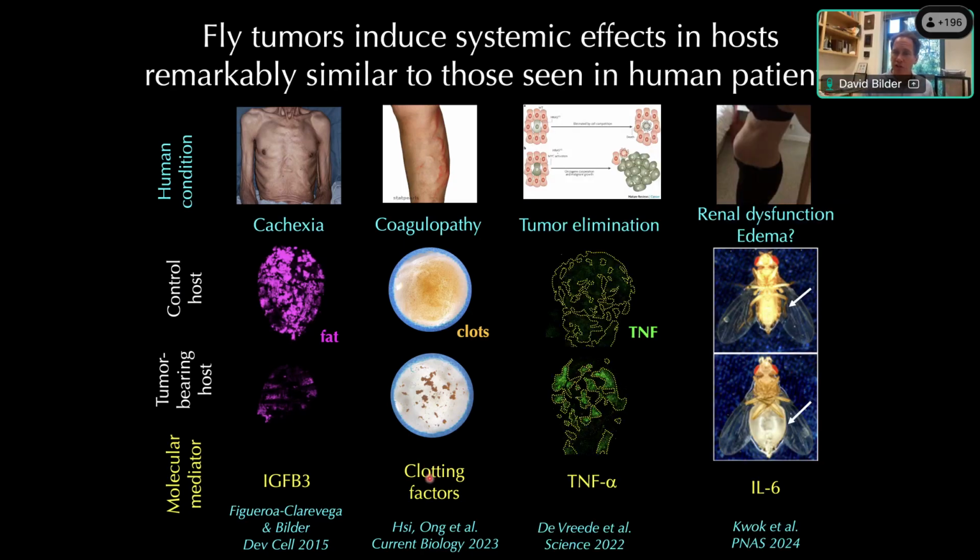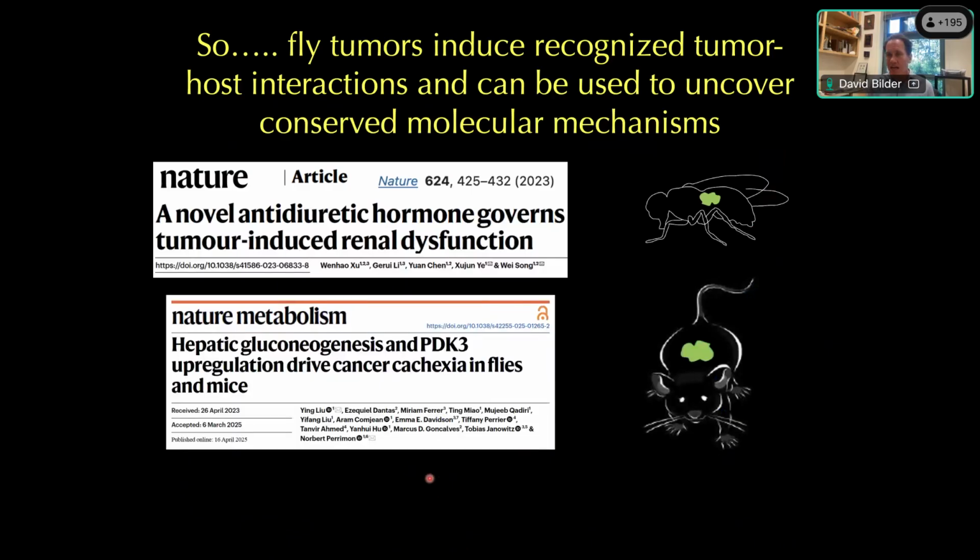Our work has continued to show other cancer-relevant phenomena, but I want to emphasize that this isn't work just from my lab. There's work from many labs. And I want to take the opportunity to highlight 2 recent high-profile papers, one from Norbert's lab and one from Wei Song's lab in China, where they started with a mouse model and then identified conserved molecules that are implicated in both preclinical mouse models of cancer, as well as in some cases with human patients. So the fly is really a great model to study these conserved recognized human tumor-host interactions.